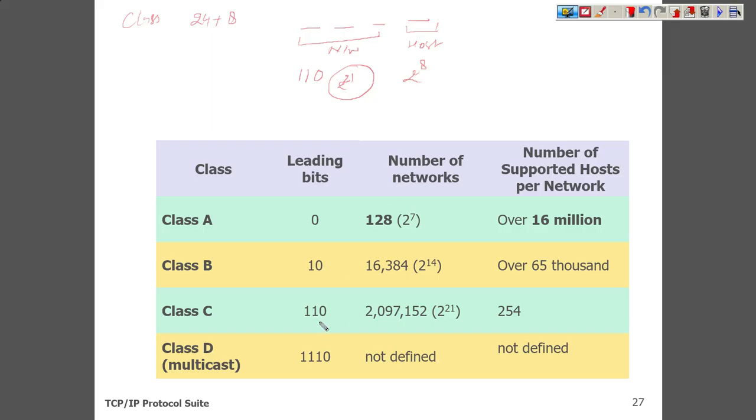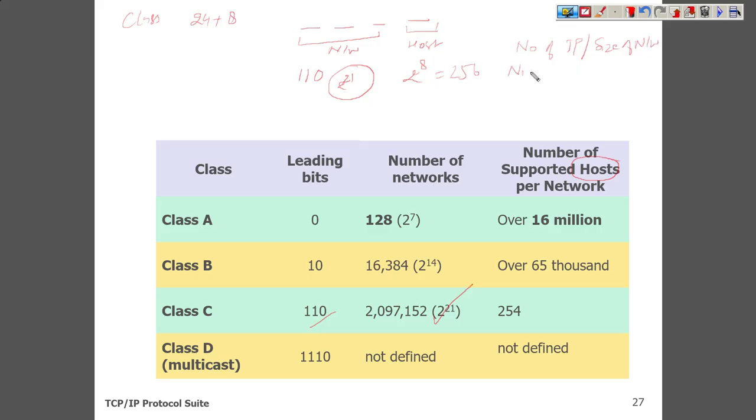So you can see here, this is the leading bit. 2 power 21 networks are possible, and the size of the network is 256. Now you can see here, this is 254, this is 256. Why? Because here it says number of supported hosts. So we have two things to be taken care of. One is the number of IPs, which is the size of the network. We can say number of IPs or size of network, it is the same thing.